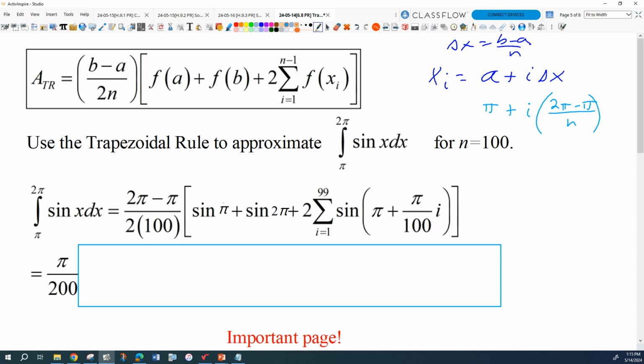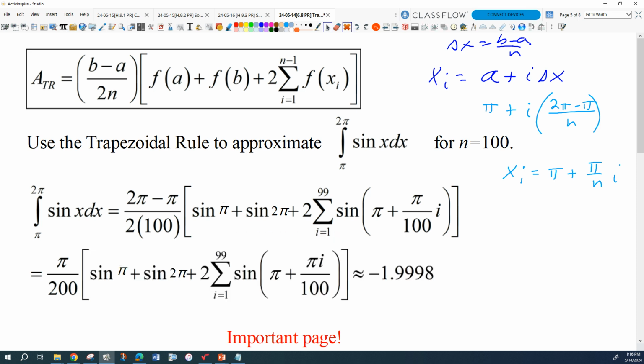We want to make that easier. We want to make x sub i just look like pi plus pi over n times i. Make it look as easy as you can, okay? Just like that right there. n is 100, so we plug in 100. Everybody get that? And then I just let technology do all that for me. Okay, and we get that, right?